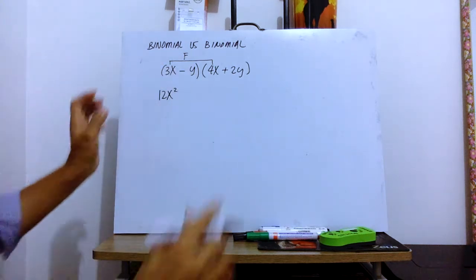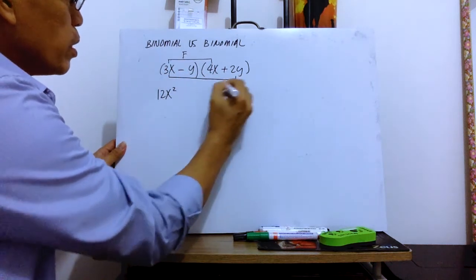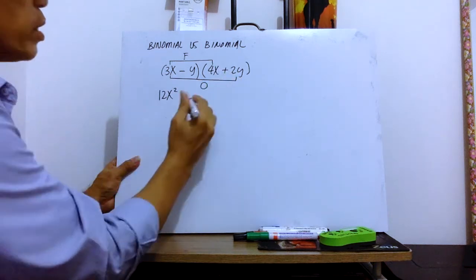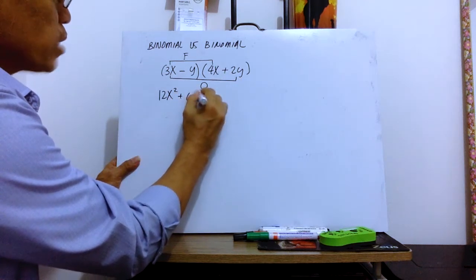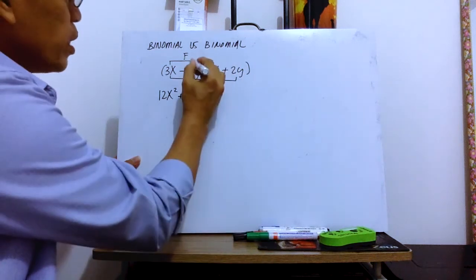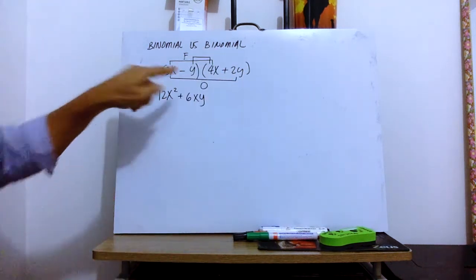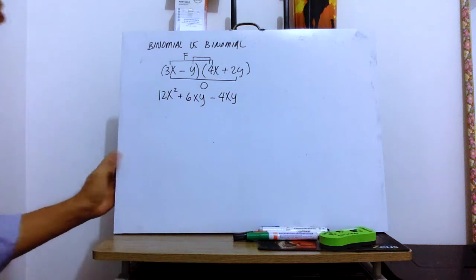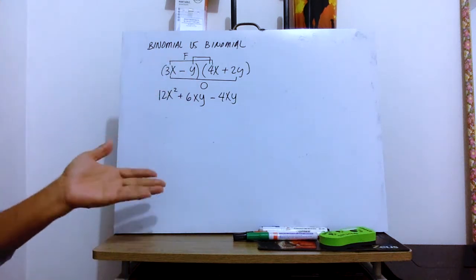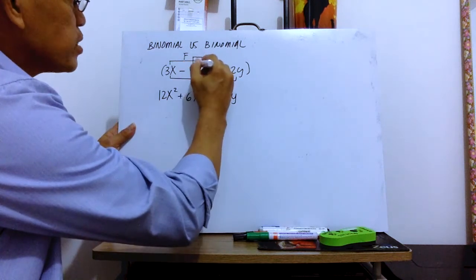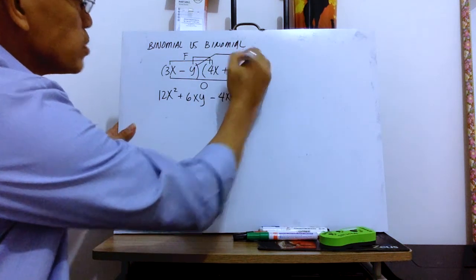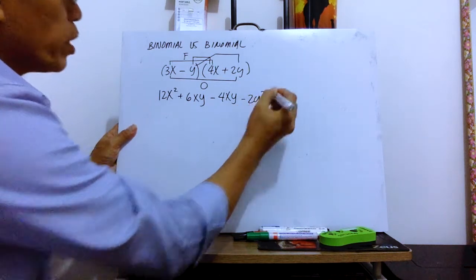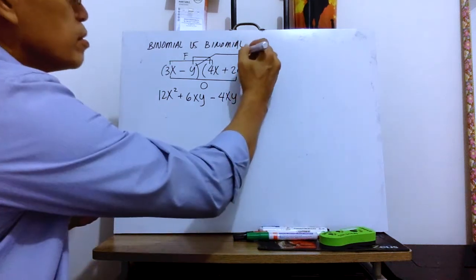And then the O, there, outer terms. So 3x times 2y, that's plus 6xy. And then the inner terms, there, the negative y and the 4x. So it becomes negative 4xy. I can make it 4yx, I can make it 4xy, doesn't matter. They're the same. And finally, last terms. So negative y times positive 2y is negative 2y squared.